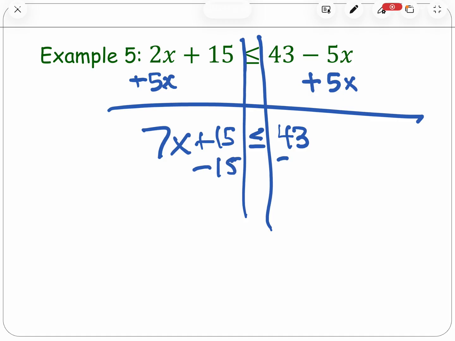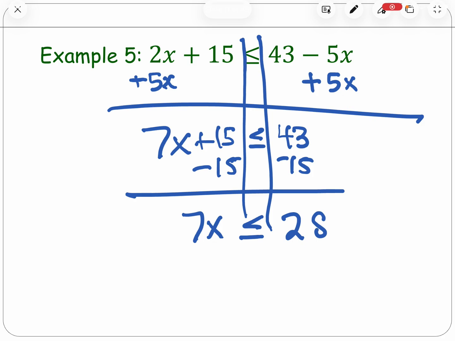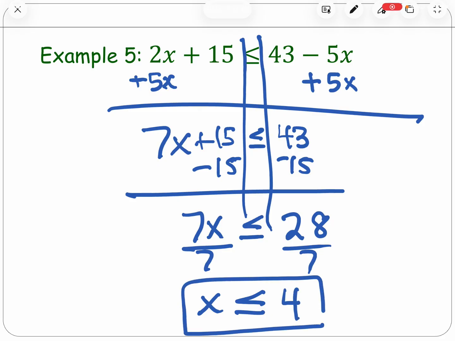Subtract 15. When I subtract 15, I get 7x is less than or equal to 28. Divide by 7. X is less than or equal to 4. Okay? That is enough for today. We'll pick up tomorrow right where we're at.